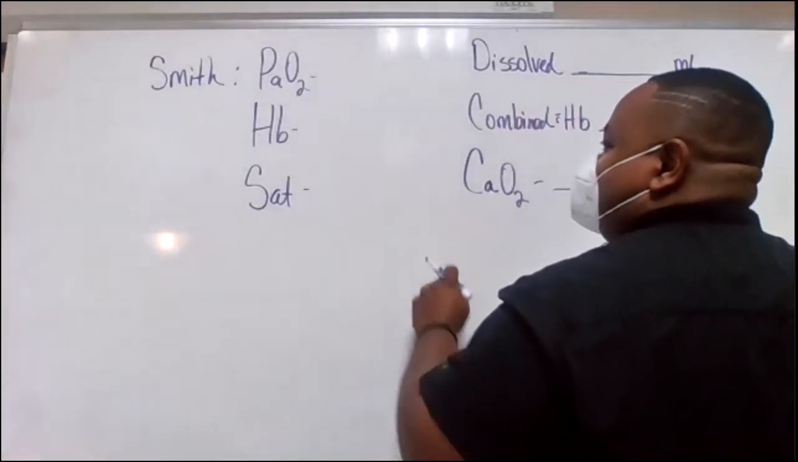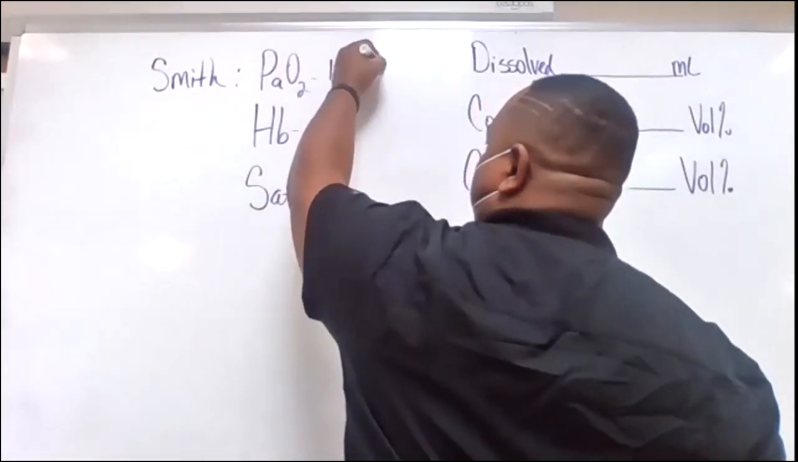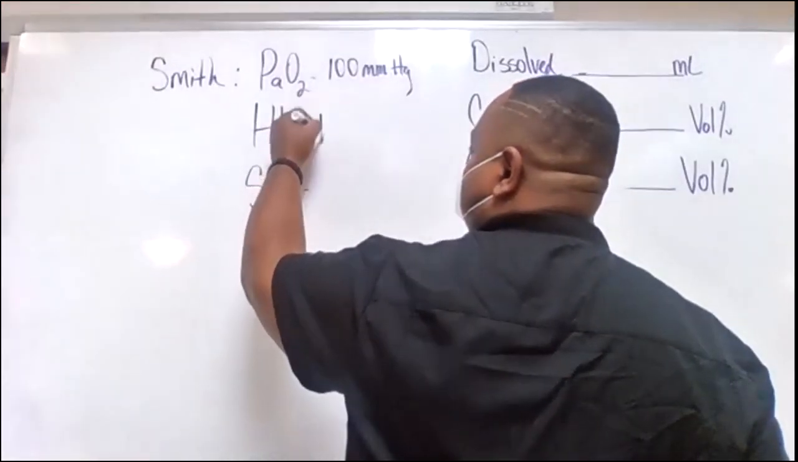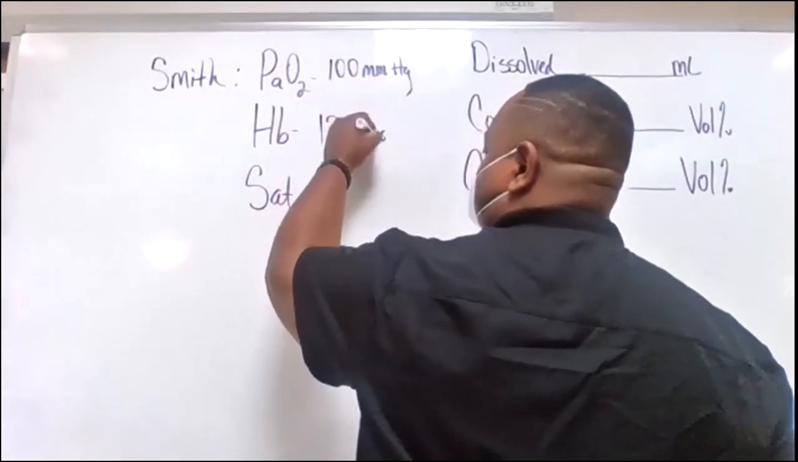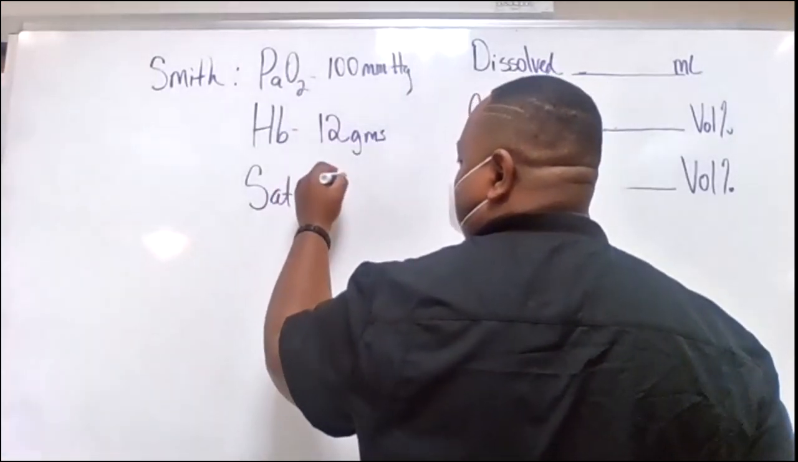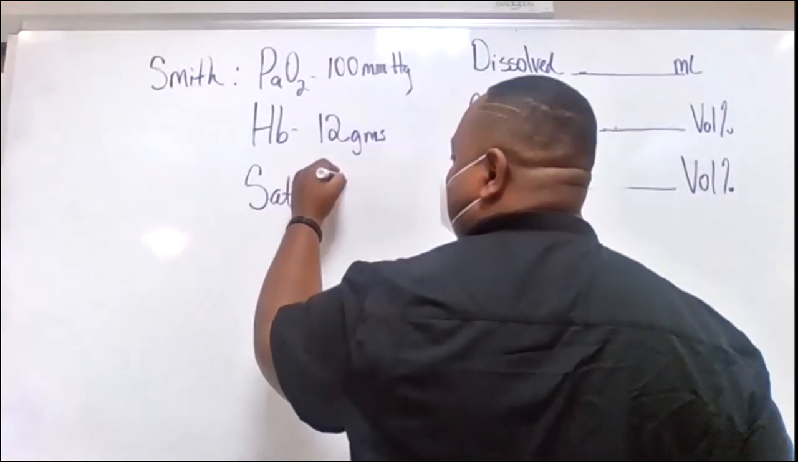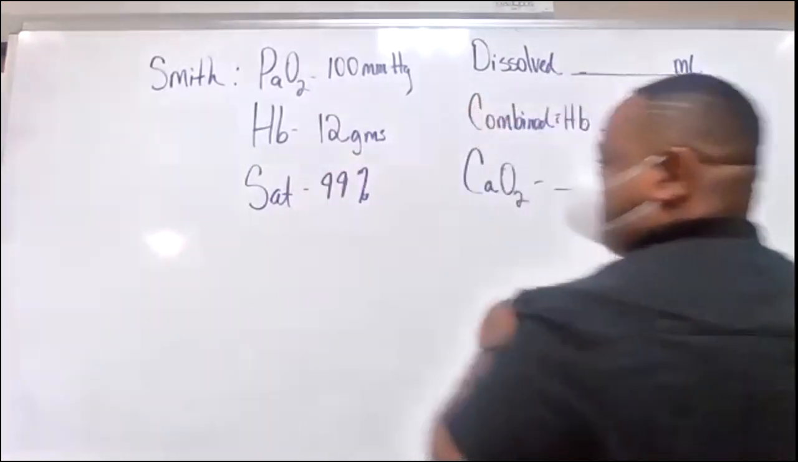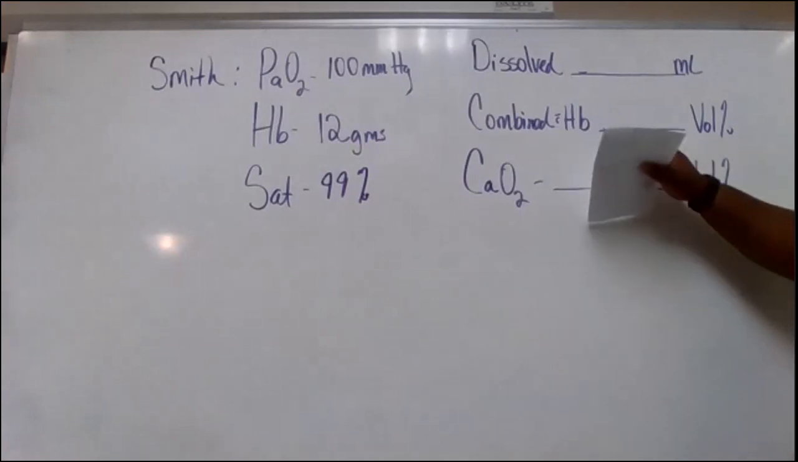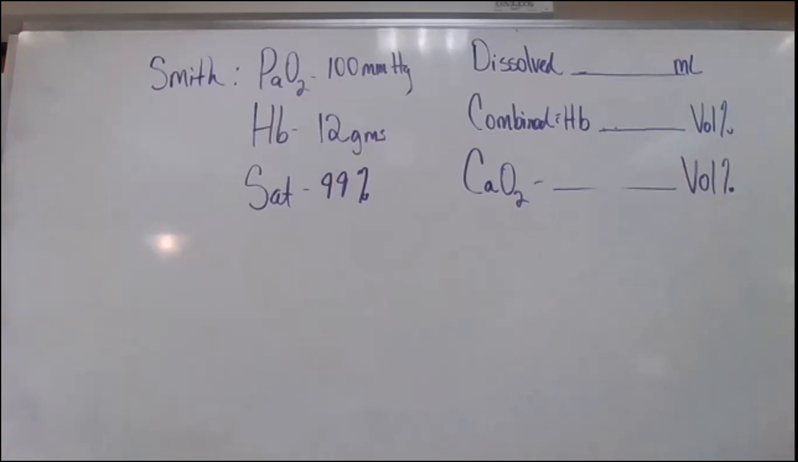So let's look at it. Mr. Smith came back, and now his PaO2 is 100 millimeters of mercury. His hemoglobin is 12 grams, and he's statting 99%. How much is dissolved in his plasma? How much is combined with his hemoglobin? And how much is his total O2 content?